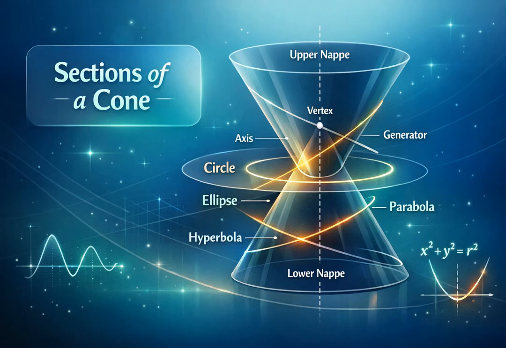Imagine a double-napped cone, two cones joined at their vertices. The cone has a vertex at the tip, an axis running through its center, and generators, which are lines on its surface. When a plane cuts through this cone at different angles, we get different curves. The angle between the plane and the vertical axis determines which conic section we obtain.